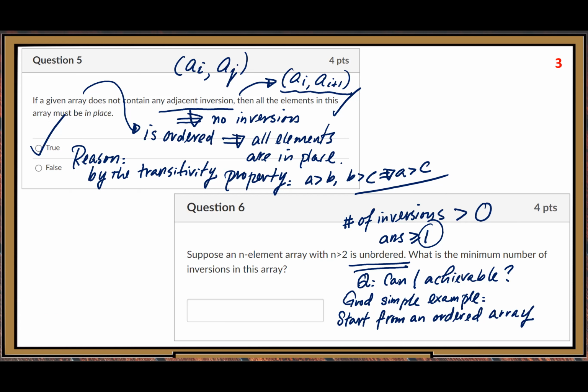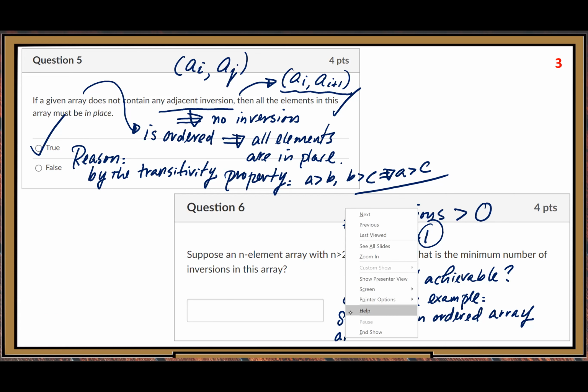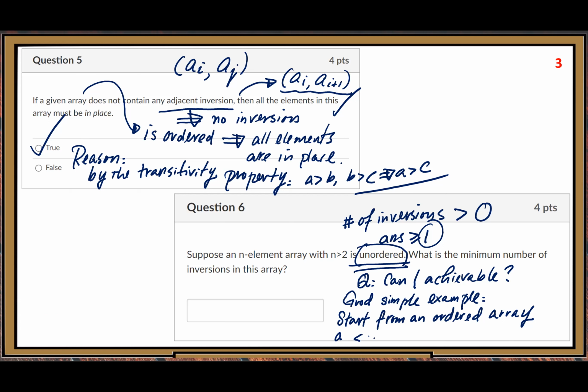Yeah, we know it's unordered, right? We know the main condition here, unordered. But we can still assume when we start, we have an ordered array. But we need to make it unordered, right? So the next step, make it unordered.